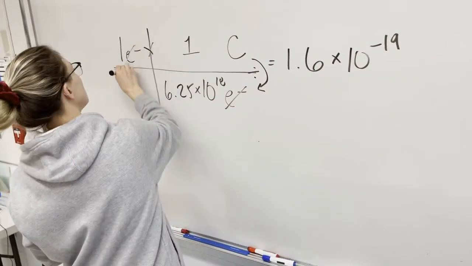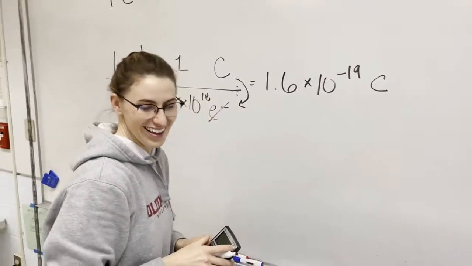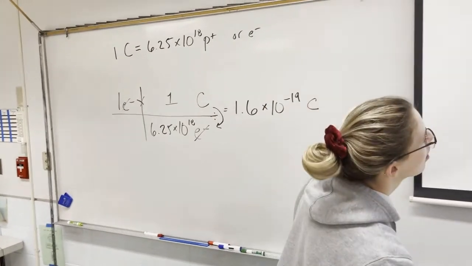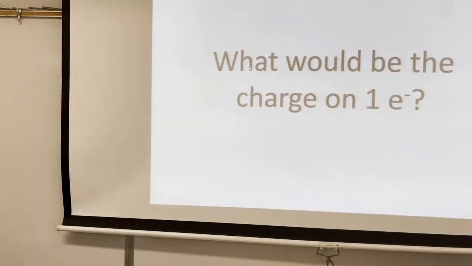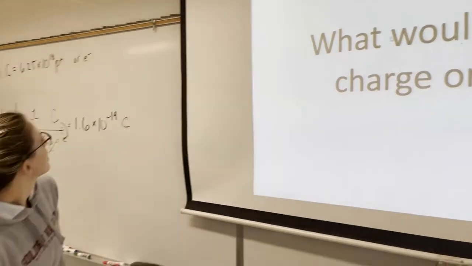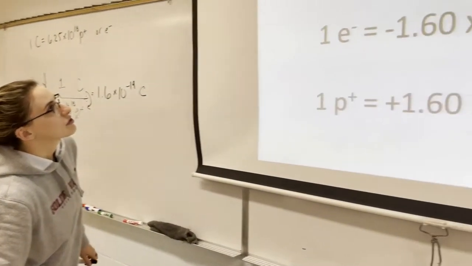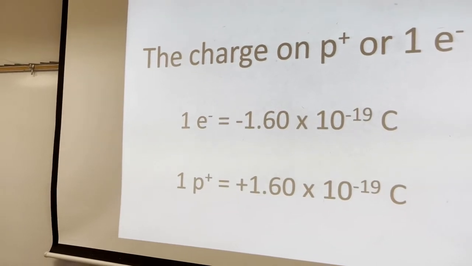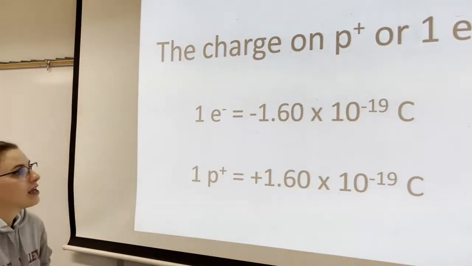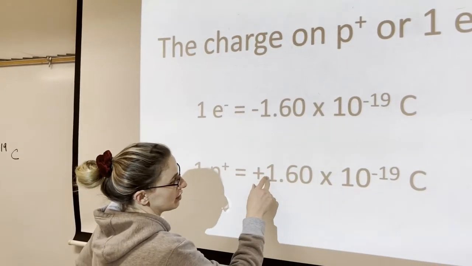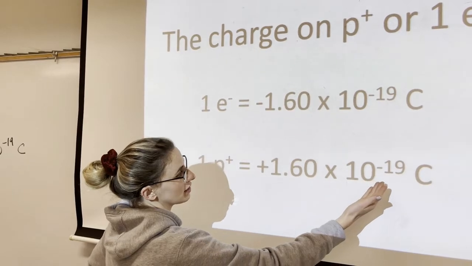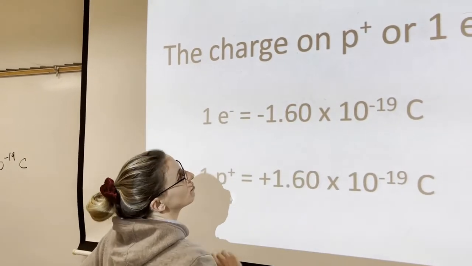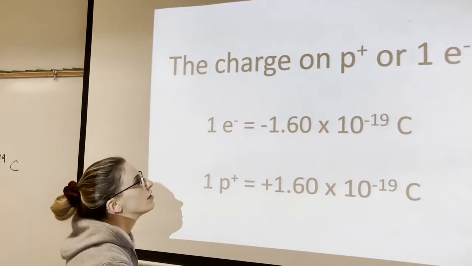These cancel. Coulombs. That is a very small number. So an electron has a very small amount of charge in terms of coulombs. The charge on a proton or an electron is that number that we just got. A proton would have a positive 1.6 times 10 to the negative 19 coulombs, and an electron would be negative 1.6 times 10 to the negative 19. You can see negative, positive, okay?